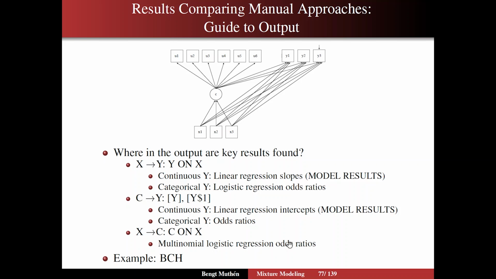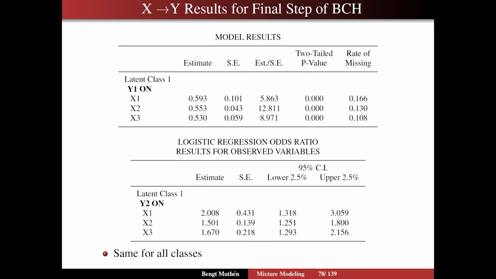We're going to take an example showing the output parts using BCH. On slide 78, here we have X to Y results for the final step of BCH. So at the top, the top table, we're talking about Y1, which is continuous, and at the bottom, we're talking about Y2, which is binary. So what we have then is a regular linear regression, Y1 on the X's with their standard errors and the ratio of the two, and we see that all three X's have a significant influence on Y1.